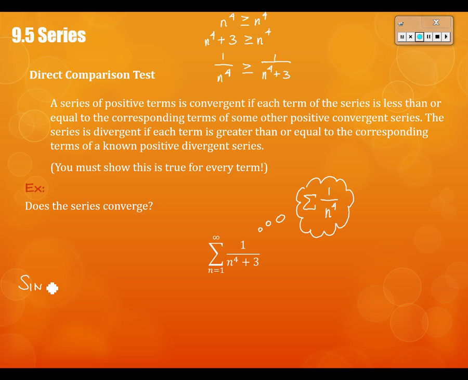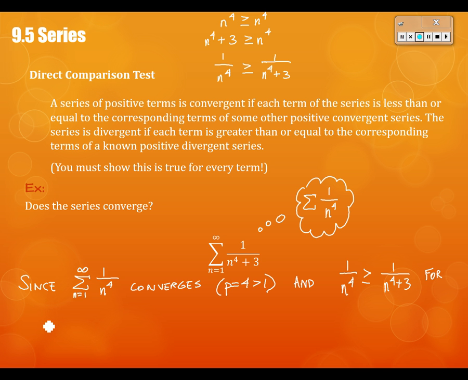All right, so here's what I actually want you to write. Actually write this, or something like it. Since the series from 1 to infinity of 1 over n to the fourth converges, and let's say why, because that's p equals 4, which is greater than 1, and 1 over n to the fourth is always greater than or equal to 1 over n to the fourth plus 3 for all n greater than or equal to 1.